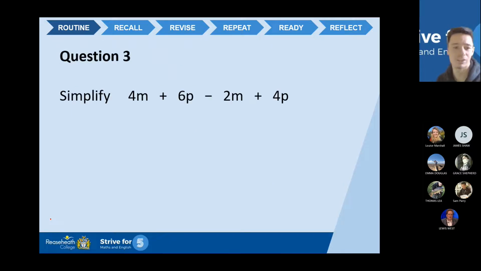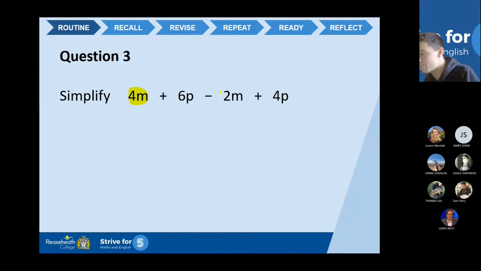Okay, this one. I like these questions. I did these over Easter in our online revision sessions, so hopefully you attended them, they're not too unfamiliar. When you simplify algebra like that, you need to put all of your groups together. So you need to put all of your M's together and all of your P's together. And the smoothest way of doing that is by grouping them, okay?